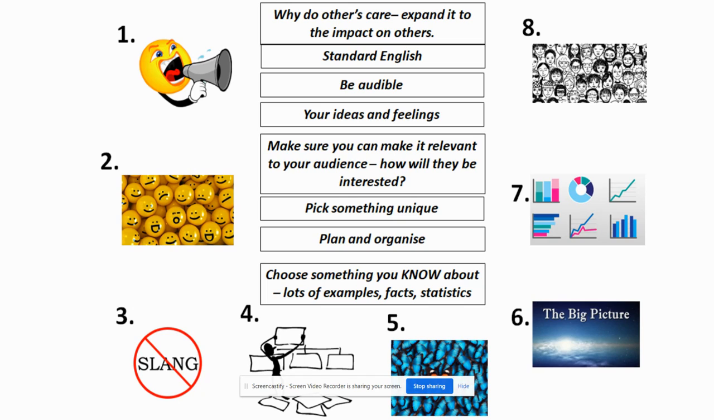Number 7 is about statistics. So choose something you know about or that you're definitely going to do your research on. Make sure you've got facts, statistics, things that are going to shock, surprise, things that you can ask your audience about. And that does lead me on to number 8, which is about your audience.